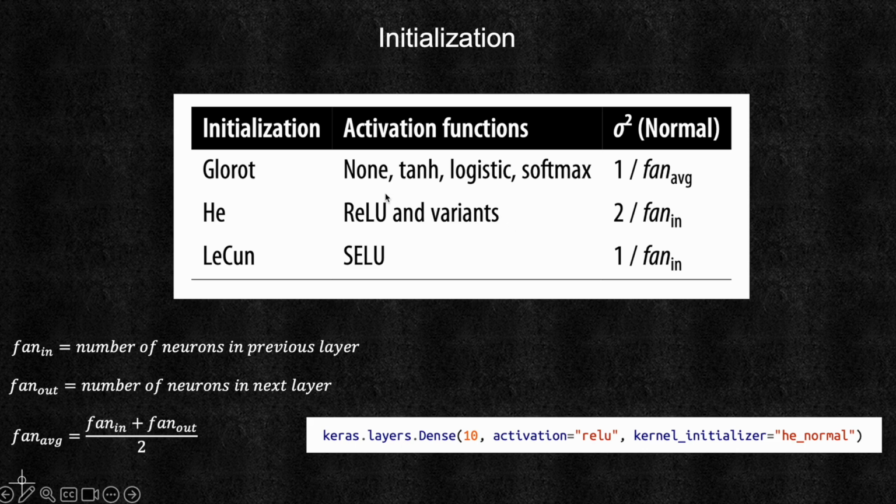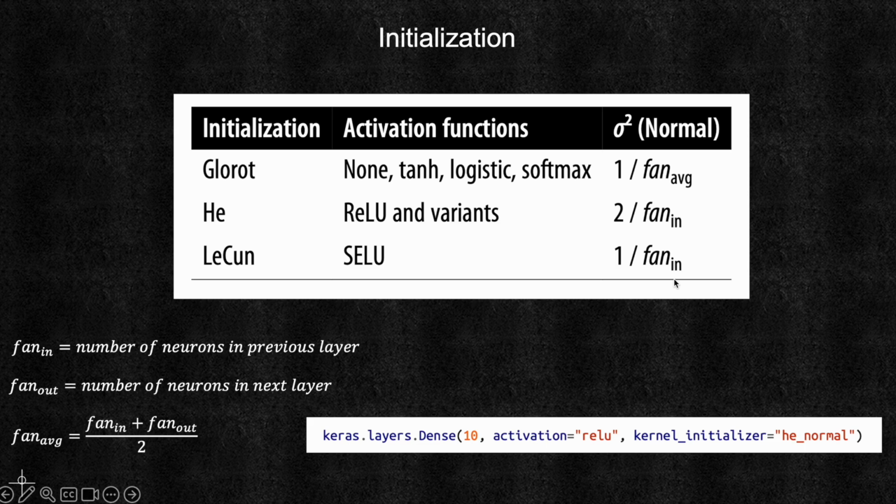Glorot, He, and LeCun are commonly used initialization methods. They are all named after the author. Fan-in stands for the number of neurons from the previous layer, and fan-out stands for the number of neurons from the next layer. Fan-average is the average of fan-in plus fan-out. Make sure weights are randomly initialized and their deviation equals the calculation's results.